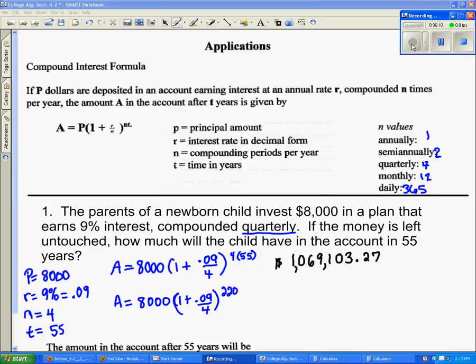Okay, so we found out that our amount in the account after 55 years will be $1,069,103.27. Now, if I wanted to know just how much I had in interest, how much of that accumulated, I'm going to subtract the original amount that the parents had put in, 8,000. So you take this value and subtract 8,000 from it, and this gives us the amount of interest that we made in the given problem.